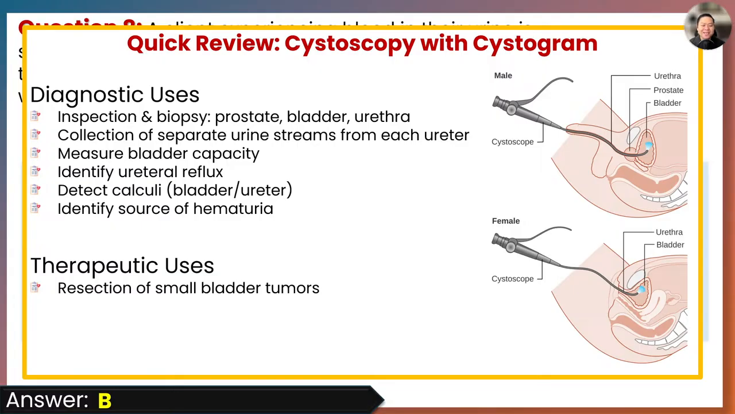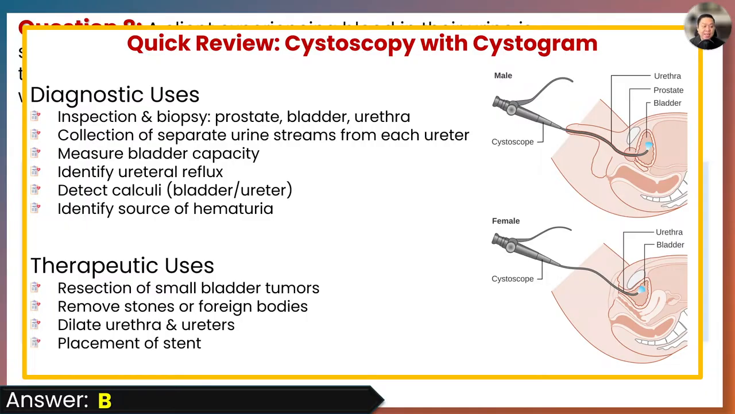And also, it is going to remove any calculi. They're going to extract the small stones through the cystoscopy as well, or maybe any foreign body. And this is also done to dilate the urethra. If there's any narrowing or stenosis in the urethra, this can be treated by widening them, improving the urine flow.